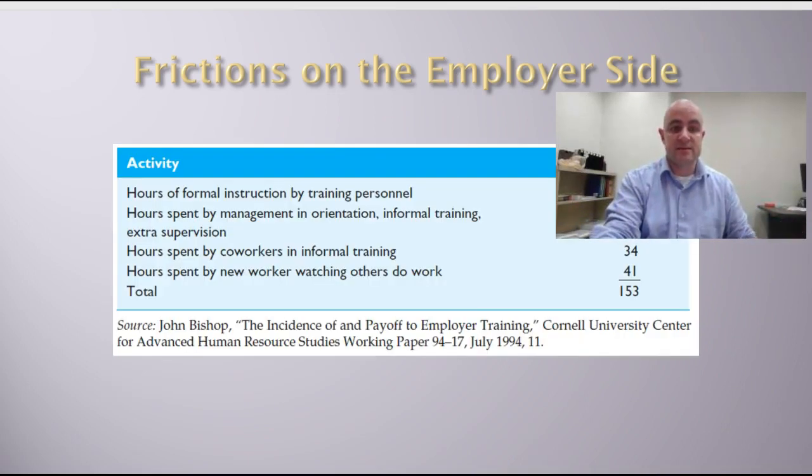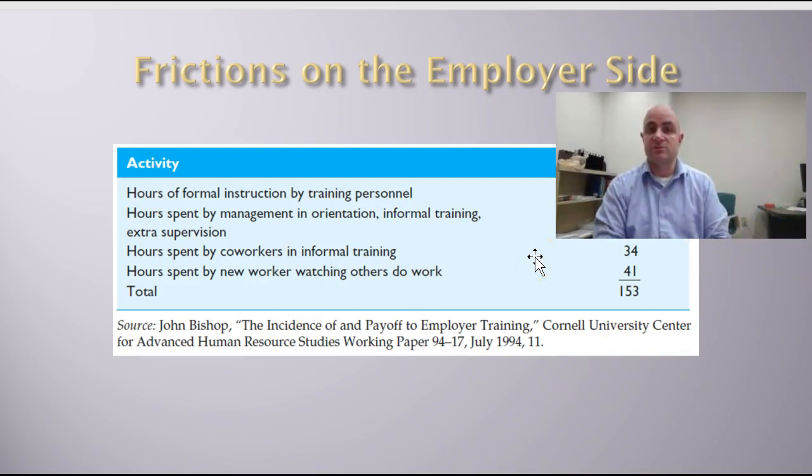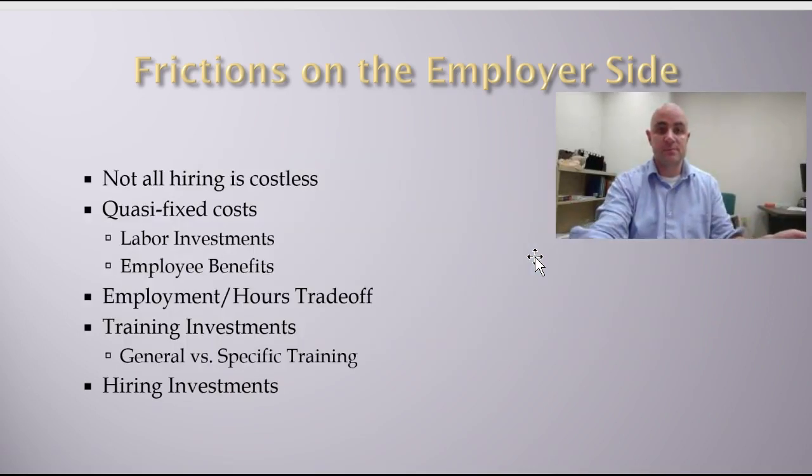If we look at training here, this is hours of training, from a study that was done in 1994. It's a little bit early. This is a breakdown of training that employers give new employees. They have formal instruction, 19 hours, hours spent by management and orientation, informal training, supervision, 59, coworkers in informal training, and then kind of watching. On average, it's about 153 hours, so almost 4 weeks of training that they have to do that they are not getting paid for.